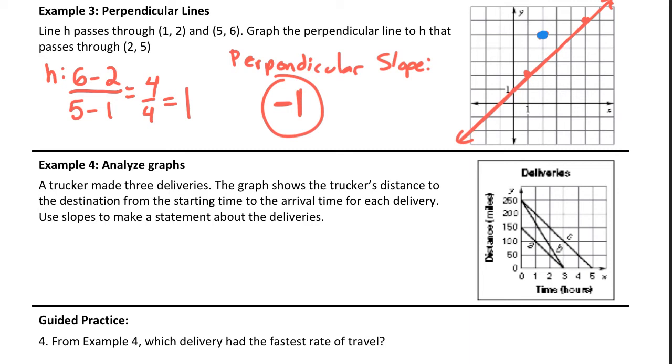So from our given point here, I'm going to count a slope of -1. So down 1, right 1. Down 1, right 1. And then I can draw my line. And this should look like it crosses at a 90-degree angle. So perpendicular slope is the opposite reciprocal. Opposite sign, write your original slope as a fraction and flip that fraction. Swap the numerator and the denominator.